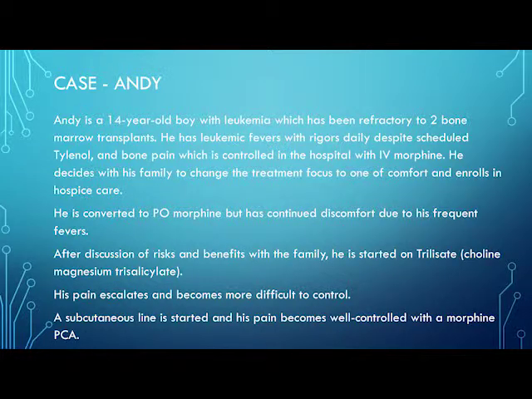I know this isn't really everyone's wheelhouse, but they've been on IV morphine. I didn't give you numbers again. We already did that. If they're going home with hospice, we can probably just give them oral morphine. But he continues to have discomfort because of his frequent fevers. So what do you guys think we should do now?